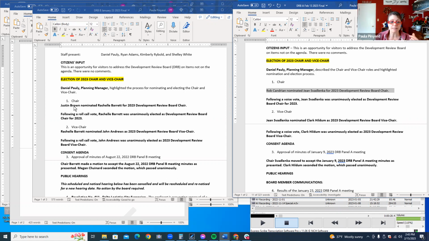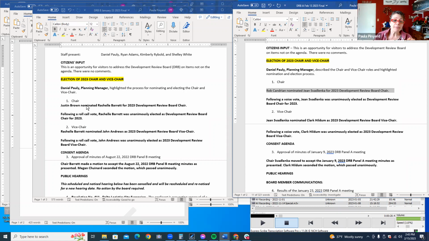If there was more than one, we'd see maybe John Andrews also nominated Joe Smith for the 2023 DRB board chair. There could be several nominations. And there's no second to those generally. You don't hear, I second that nomination. So it's not a motion per se, but the board will speak all around that. So we just change the wording to so-and-so nominated so-and-so for whatever the position is.